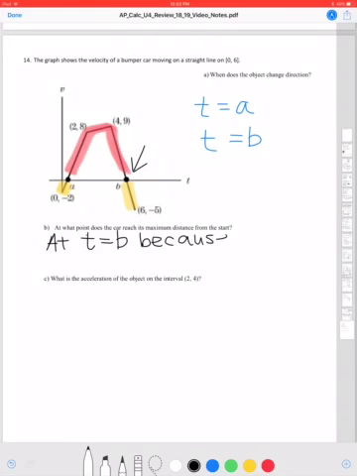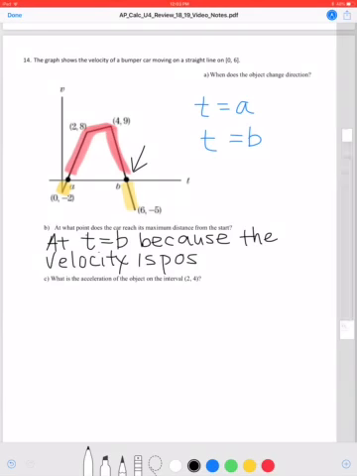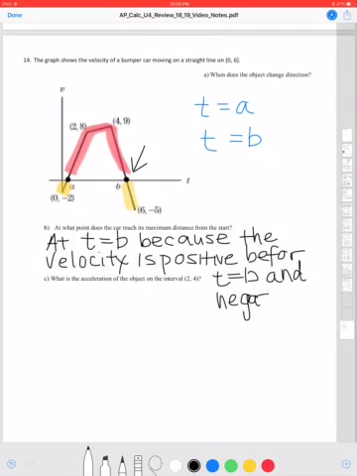Because, it's not how you spell because. Because the velocity is positive before t equals b, and negative after.